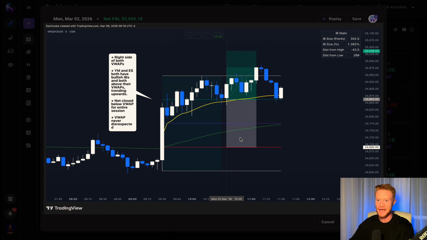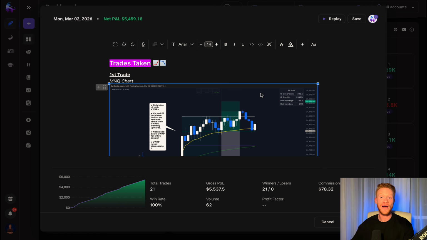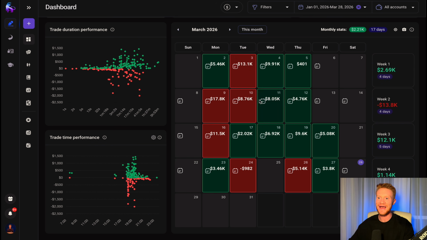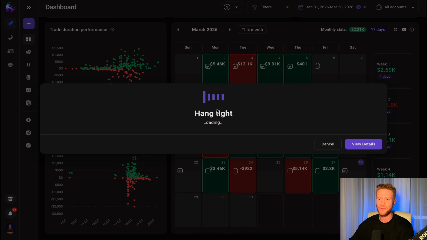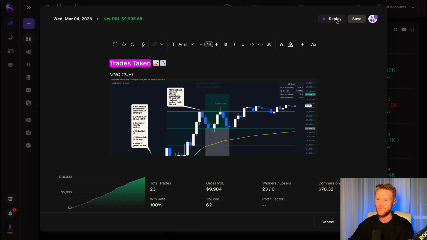Now, the other way that I use VWAP is for it to be sort of like an invalidation level. Now, what do I mean by that? Well, let's first of all go to Wednesday the 4th here for this winning trade, okay? And I'm going to show you a losing trade in a minute as well, of course.